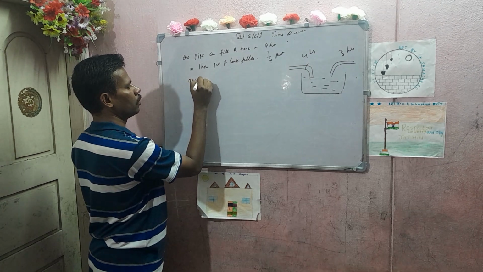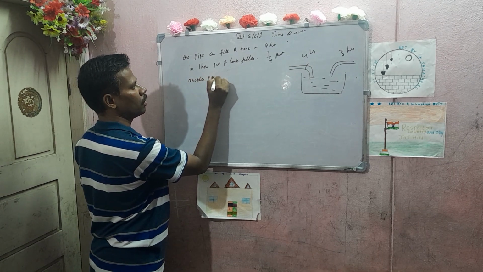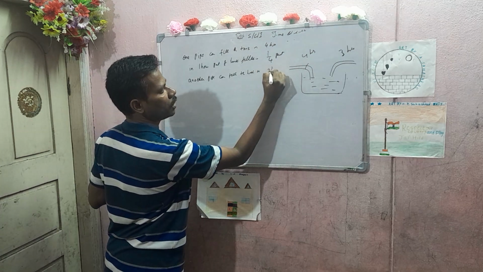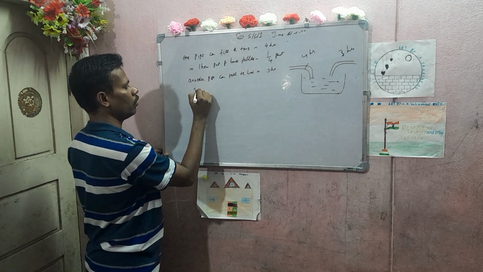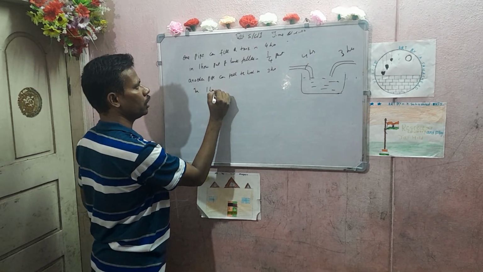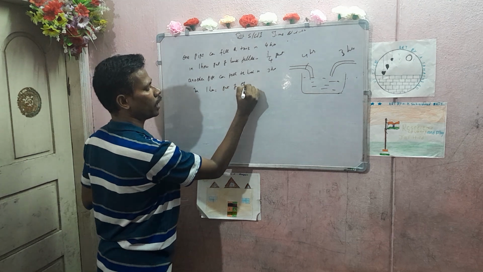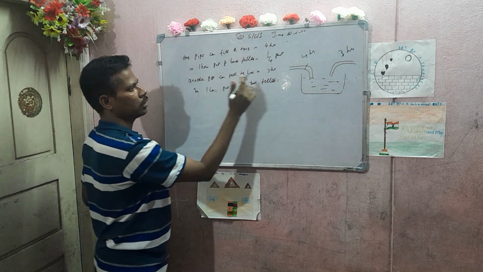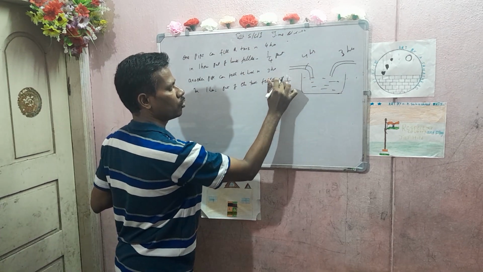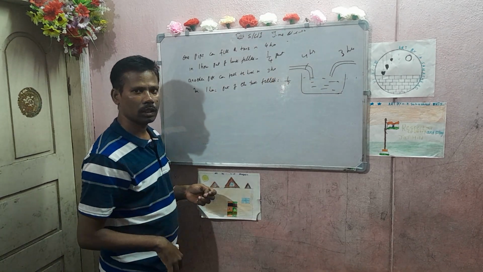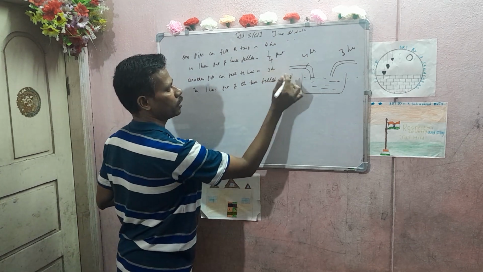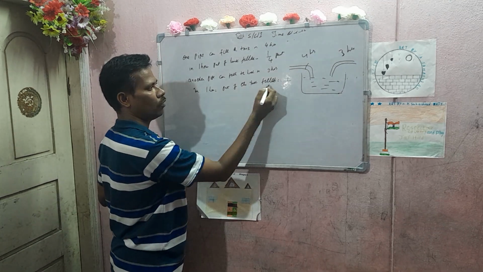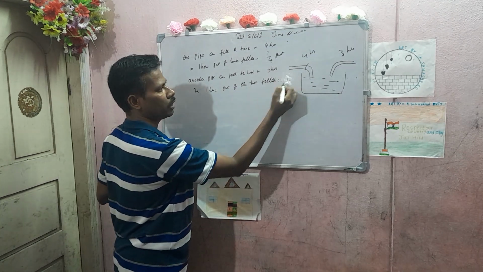Another pipe can fill the tank in how many hours? 3 hours. So in 1 hour, the part of the tank filled is equal to 1 by 3. So in 1 hour we are calculating; at the end we will see how much. Another pipe can fill the tank in 3 hours, so in 1 hour the part of the tank filled is 1 by 3.